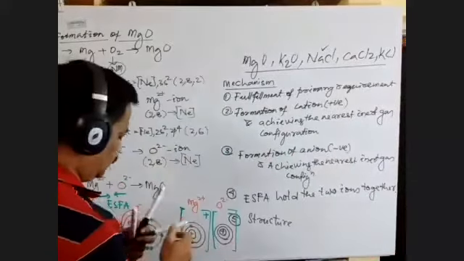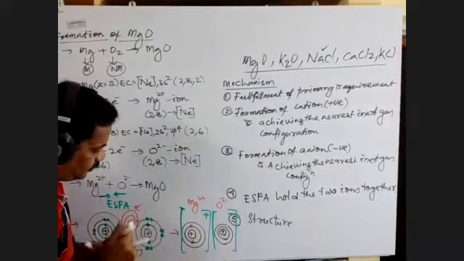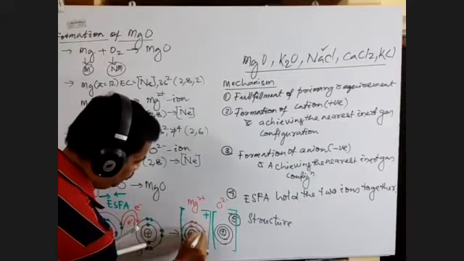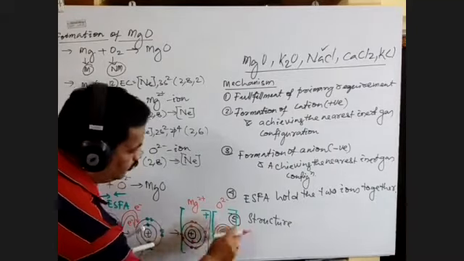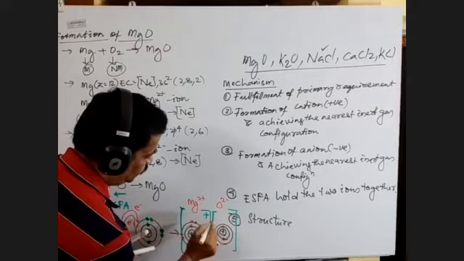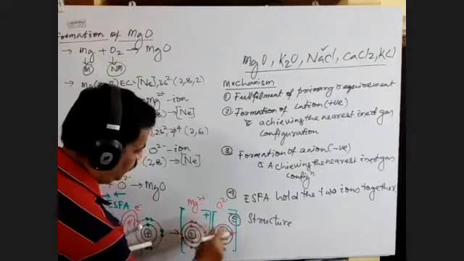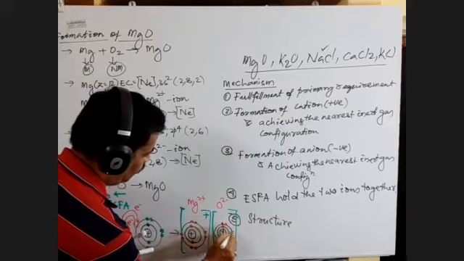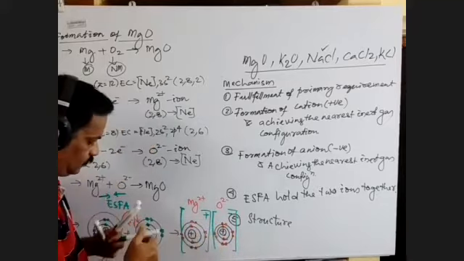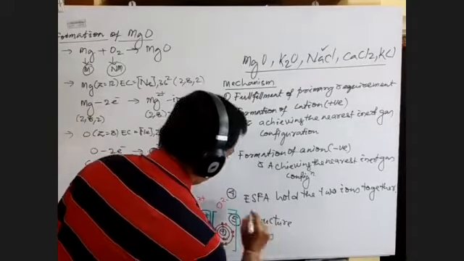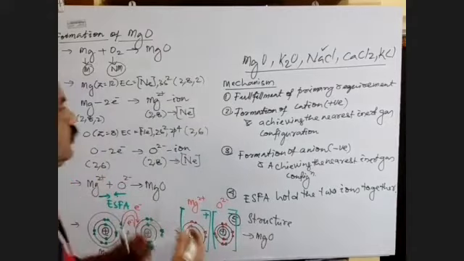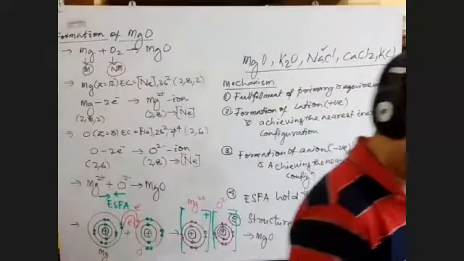So the first shell of magnesium consists of two, the second shell consists of 8 electrons. Right. Here the first shell consists of two electrons, and the second, by gaining two, also has 8 electrons in the outermost. So it will form now your magnesium oxide. Right. So this is the formation of magnesium oxide.